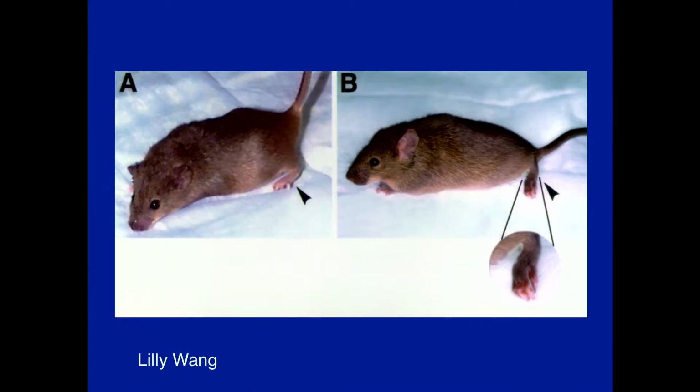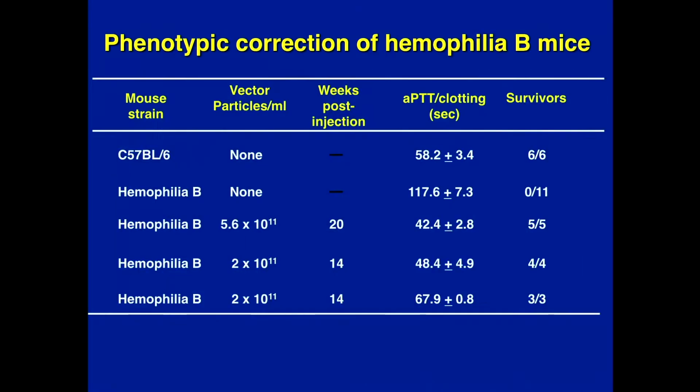So we made this vector, and at this time we began to think that we really need to have mouse model systems. So we made the first factor 9 knockout mouse, which Lily Wang made, and these mice now have factor 9 knockout, so we could actually begin to introduce the virus and ask the question: do we actually cure the disease in these factor 9 knockout mice?